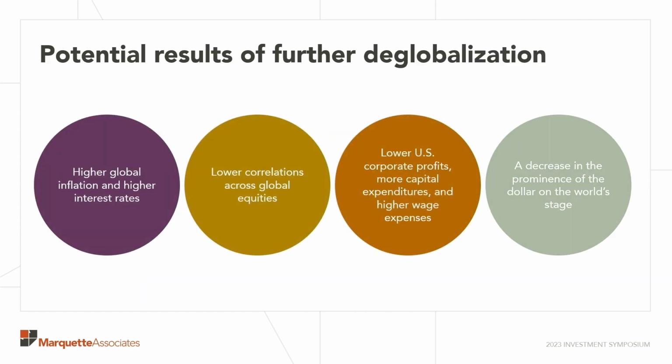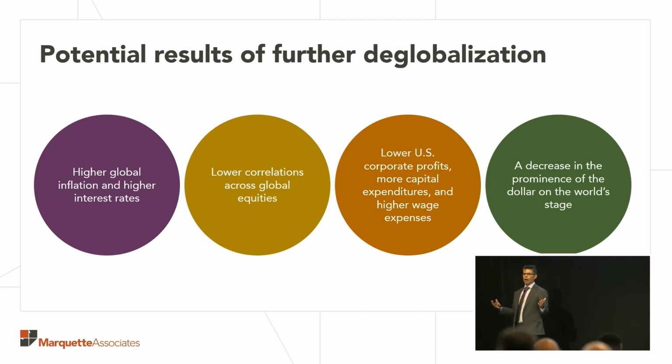So with these shifts that we've been seeing, these trends, what does that all mean? Well, if we compare the first 20 years of this millennium and think about going forward, we think a strong case can be made for higher inflation, higher interest rates, higher wage expenses. We also think a strong case can be made for lower US corporate profits, lower correlations across global equities, and less of a dominance of the US dollar on the world stage, though the latter is likely going to take longer to unfold. So should this globalization trend continue, what does that mean for equity portfolios?